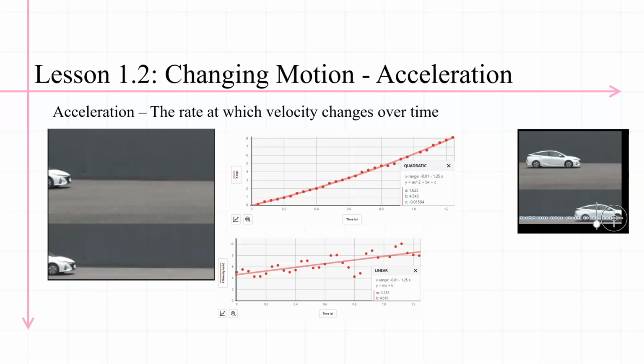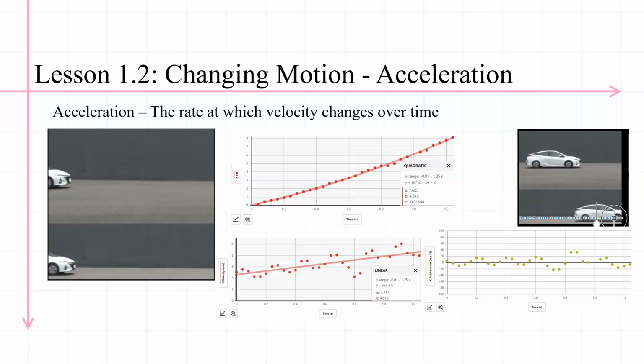So we have 3.233 meters per second being gained by this car, or 3.233 meters per second squared. All right, and then finally our acceleration time graph. Now this one is very difficult to pull any information from.